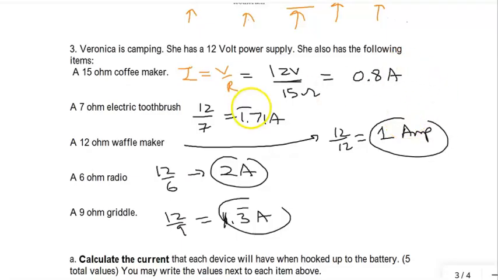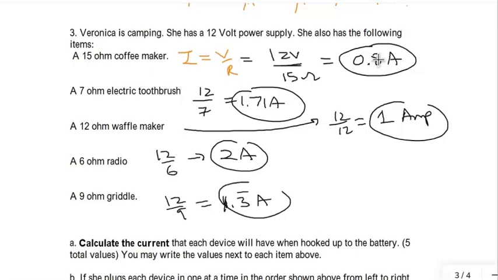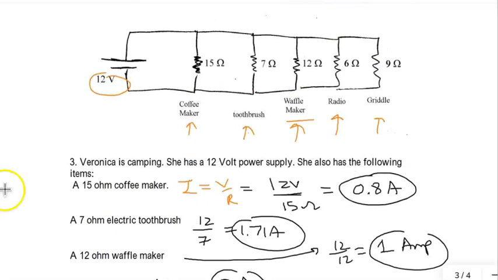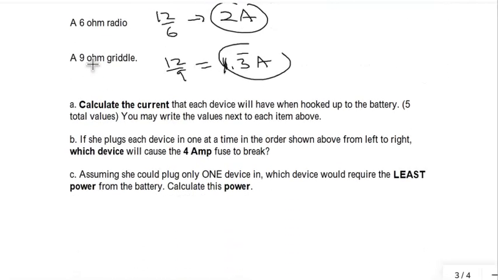Okay, so we have all of our currents and that's what each of these appliances would, we say, draw or pull. That's the current that would be in each of these separately, but the current through the battery is the sum of all of those individual currents, because they all have to go through the battery. Okay, so we did A. If she plugs each device in one at a time, which device will cause the 4 amp fuse to break?